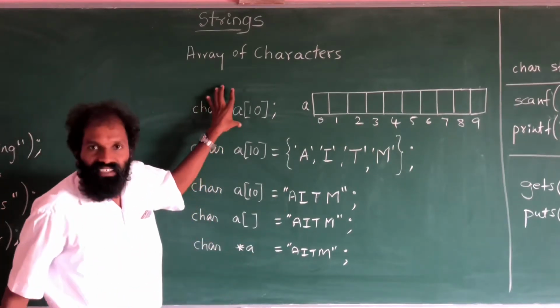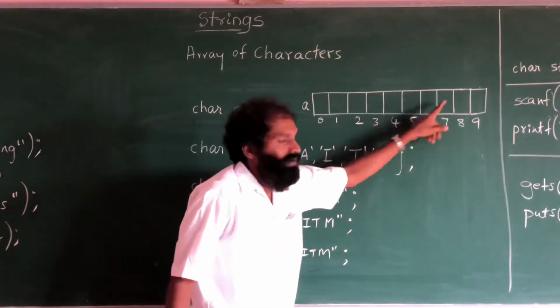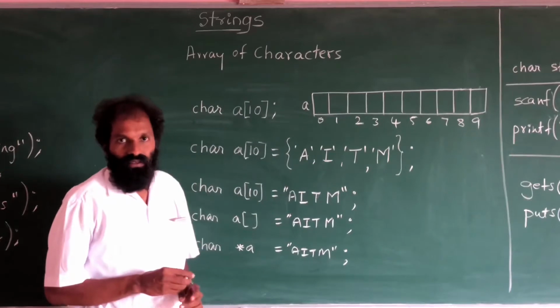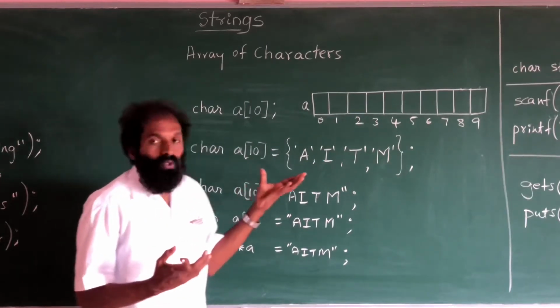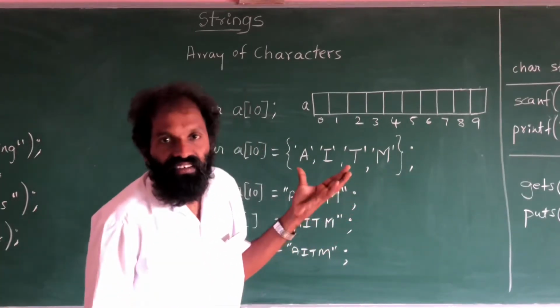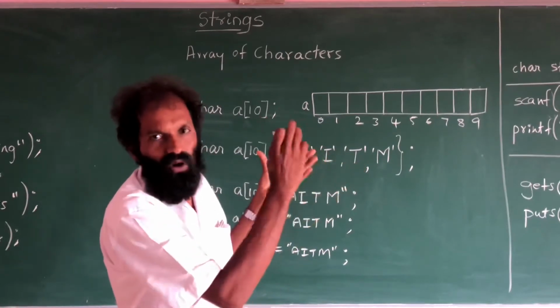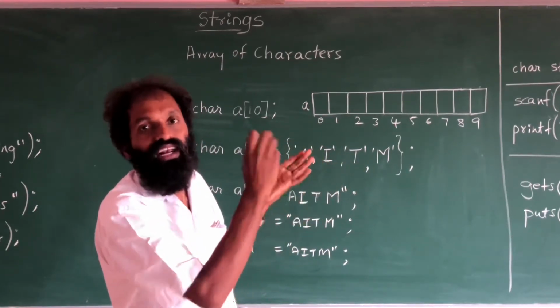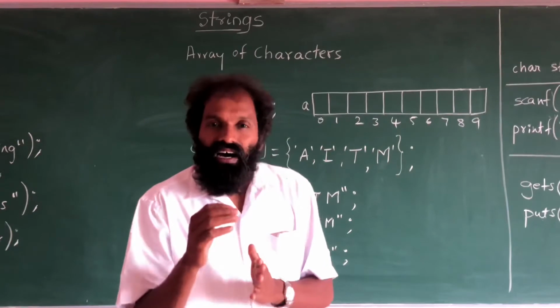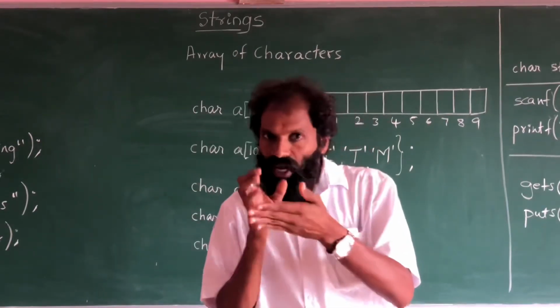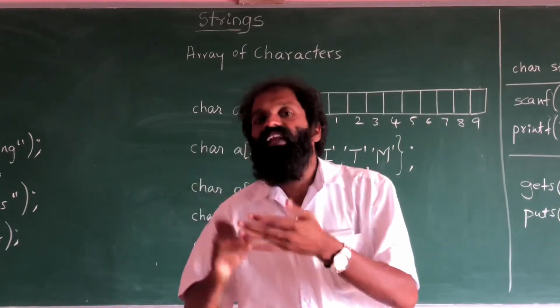Once we declare like this, 10 boxes will be allocated. Actually, we can store only 9 characters. In the last box we have to store the null character. Strings should always end with a null character.